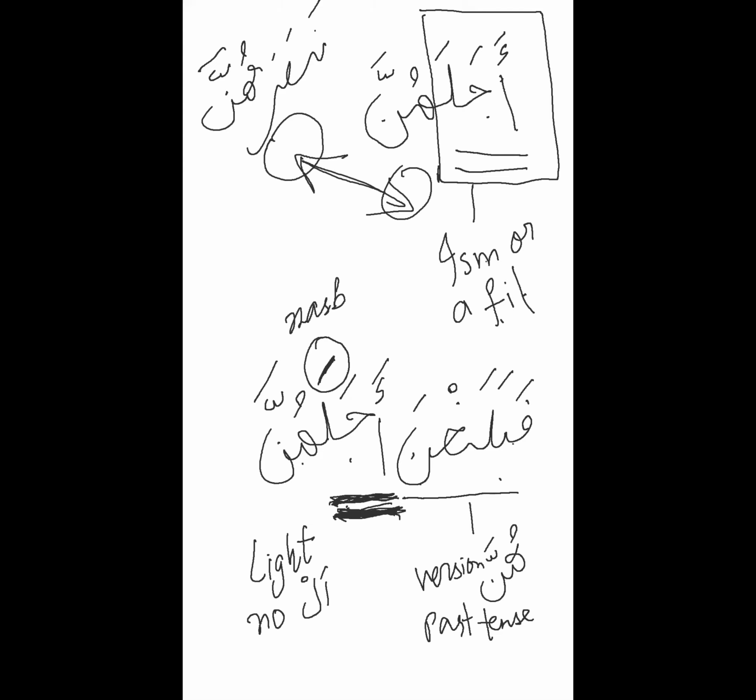Usually what happens is that any word which is an ism, if it comes after a fail, will either be in the rafa status as a doer, as an outside doer, or in the nasab status as a detail, right? Okay. Is this point clear? Yeah, I think I understand.